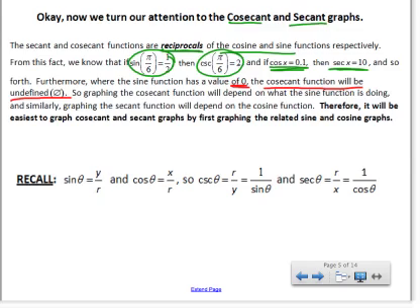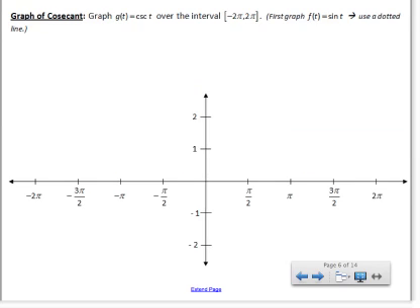So when we graph the cosecant and the secant function, it is going to depend on what's really going on with your sine graph and your cosine graph. All right? So that is what we're going to do. We're going to graph the sine first, and then we're going to use attributes from our sine function to graph the cosecant. Here we go. All right, so we're going to graph the cosecant, which is the reciprocal of the sine graph.